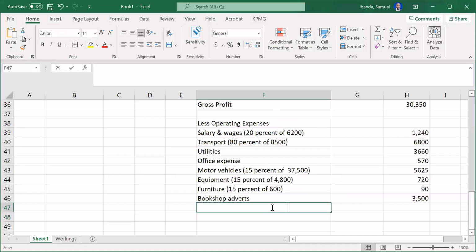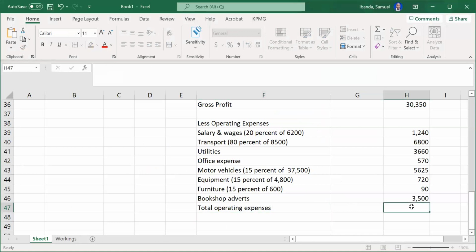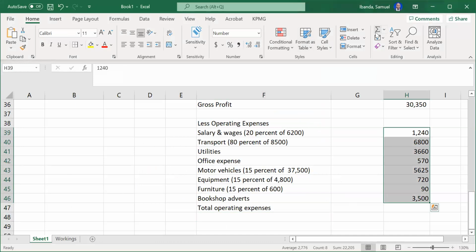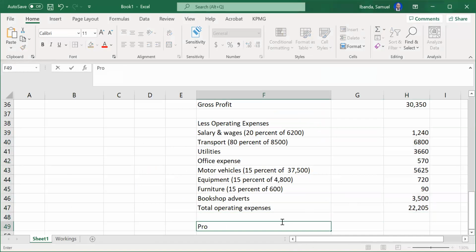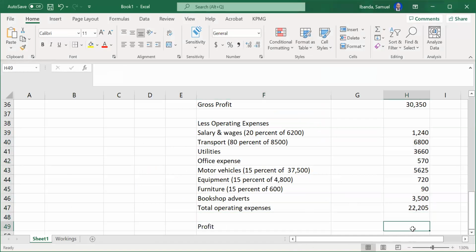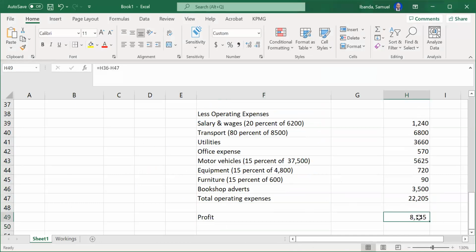You can say total operating expenses. When you get the summation of this, it is 22. So it means that the profit will basically be equal to this value minus this value, which gives us 8,145. So I do believe that we're on the right track.